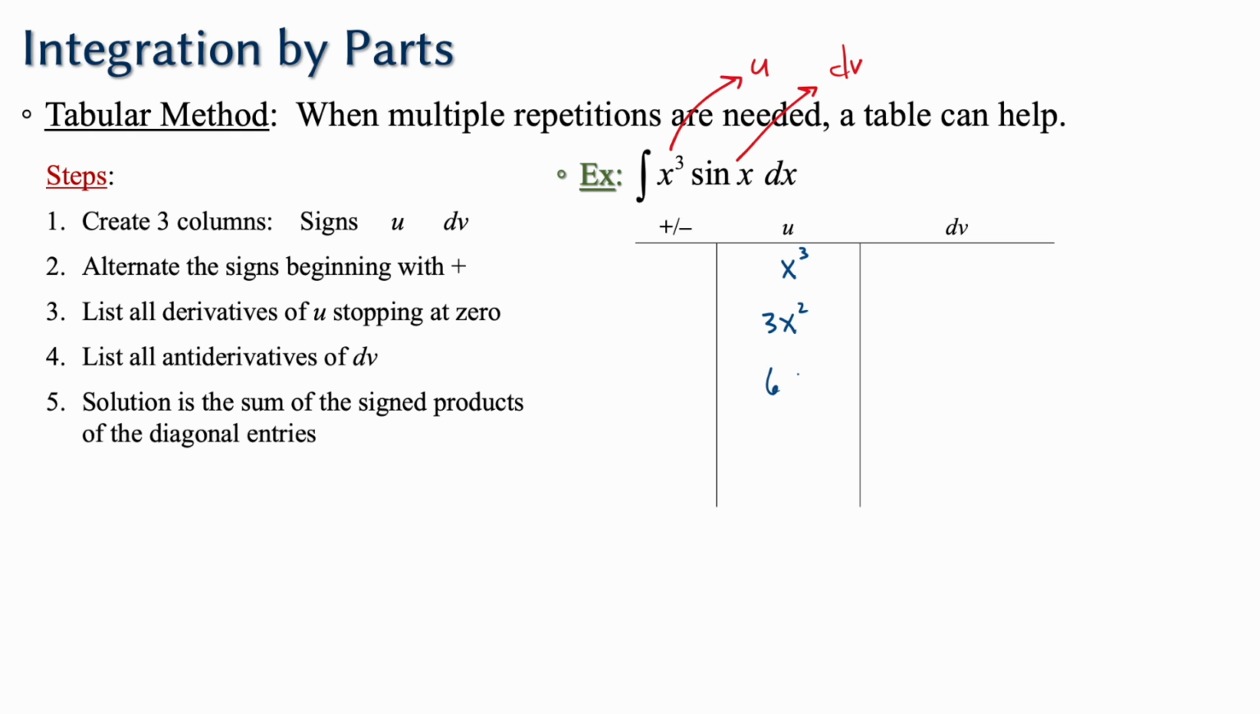Its derivative will be 6x. Its derivative will be 6. And then finally, we get all the way down to 0. And that tells me how far to go. So in my first column, we have a plus, a minus, a plus, a minus, and a plus.